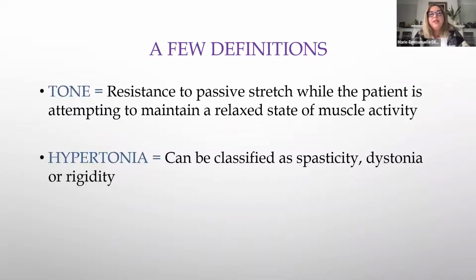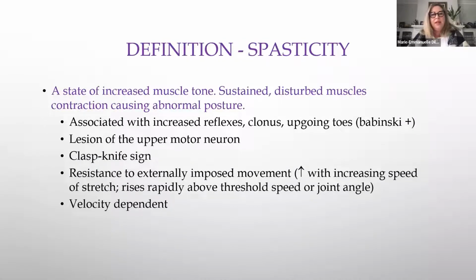So let's start by talking about a few definitions. First, tone is the resistance to a passive stretch while the patient is attempting to maintain a relaxed posture. Hypertonia is increased tone that can be classified as spasticity, dystonia, or rigidity. So what is spasticity? It's a state of increased muscle tone. It's sustained, it's always there, and it disturbs muscle contraction to cause abnormal postures. It's usually associated with increased reflexes, clonus, or upgoing toes.